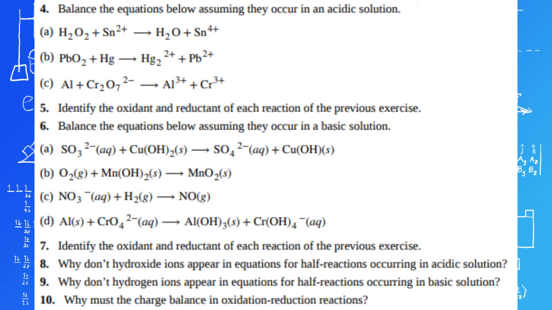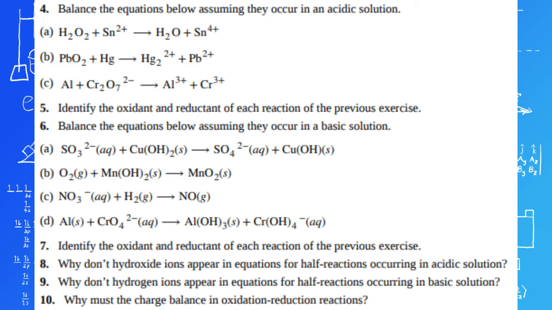Number 9 is basically the same thing. Why aren't there hydrogen ions when the half reactions occur in basic solution? Number 10, why must the charge balance in oxidation and reduction reactions? I mean, it's just conservation of charge, really. And yeah, the electrons have to cancel out. Electrons that are removed from one substance have to be gained by another substance.